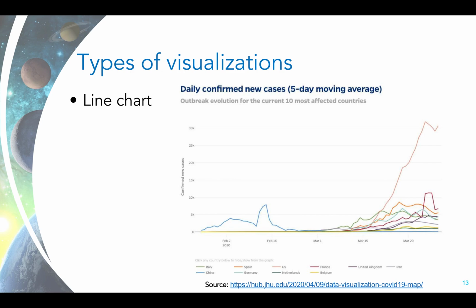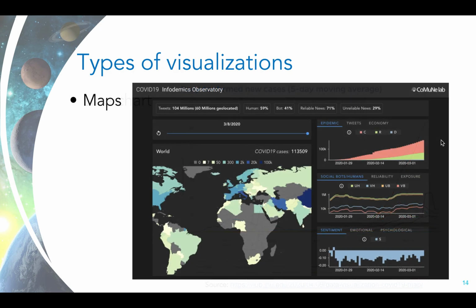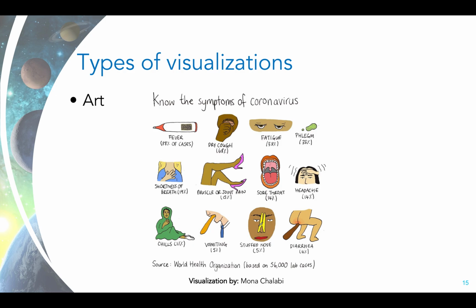And you can use line chart to track changes over a period of time. As we see here, in the US, the number of COVID cases, they increased rapidly from March 15 to March 29. And maps to analyze and display geographically related data, and it can be super interactive. You can also use art. Here in this data visualization, we can see the symptoms of coronavirus in a very simple way, visualized by Mona Chalabi, who is one of my favorite artists.